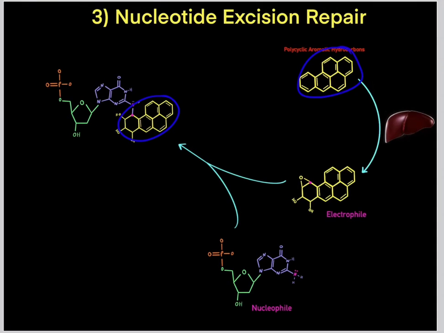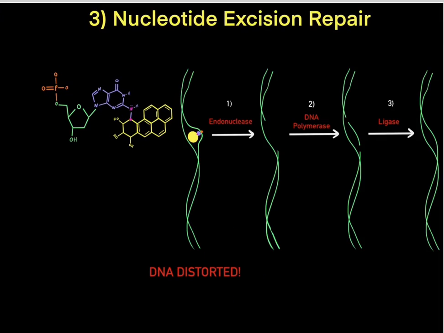We've added this polycyclic aromatic hydrocarbon, so we've chemically modified and damaged the DNA. We've added this huge, bulky alkyl group. So this is very bulky, and it is going to cause a physical distortion in our DNA strand. However, fortunately, this nucleotide excision repair pathway senses this bulky distortion, this physically distorted DNA strand. So we can fix it using this nucleotide excision repair trick.